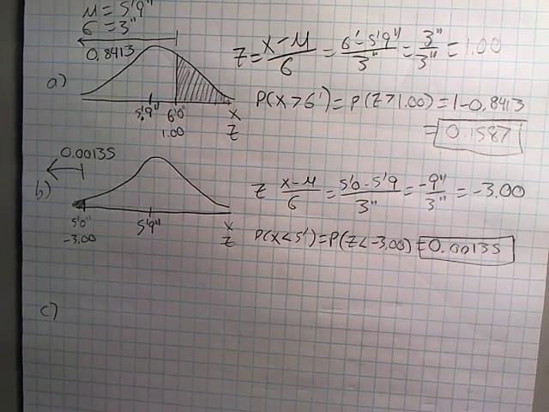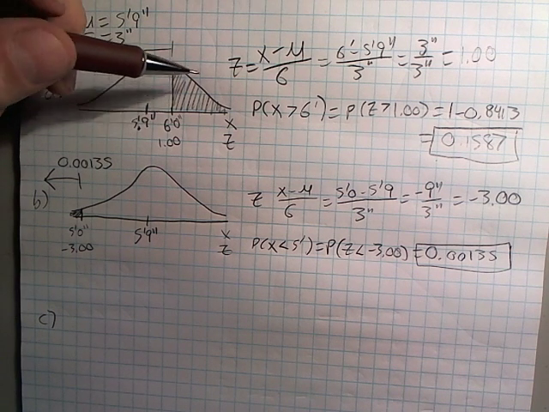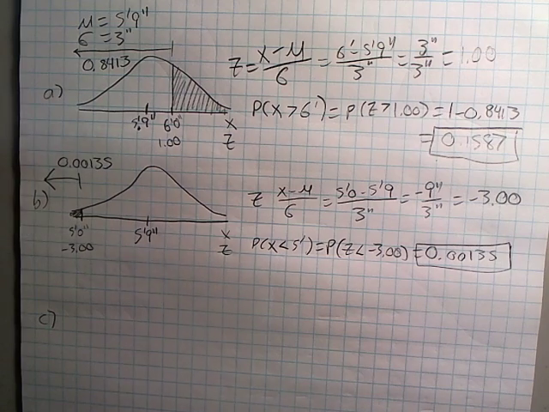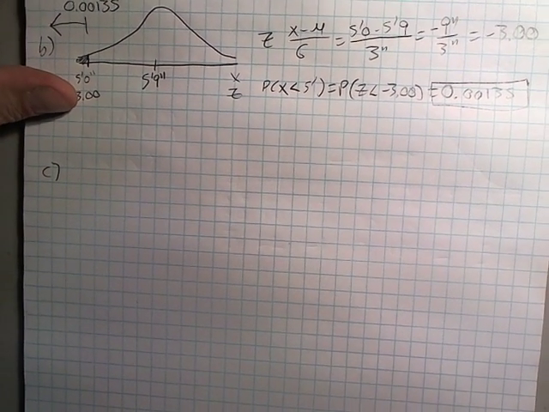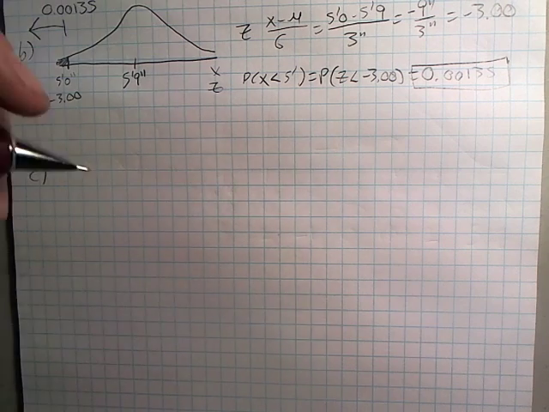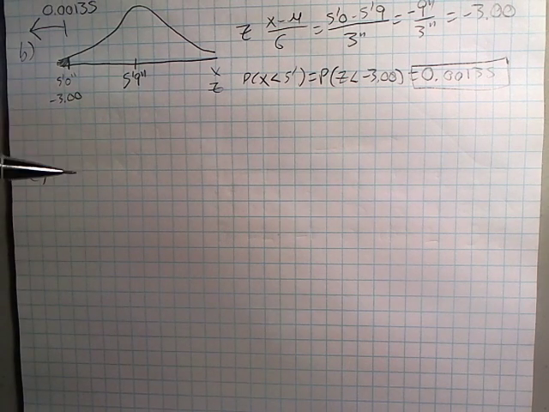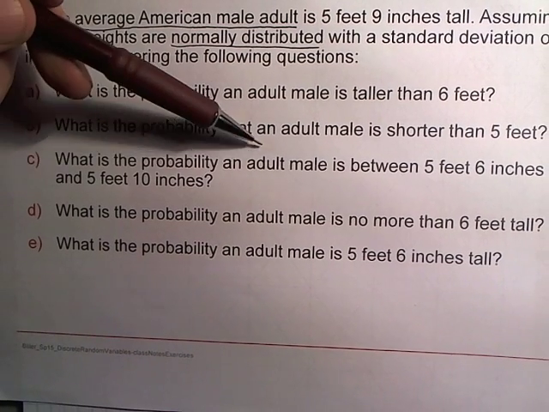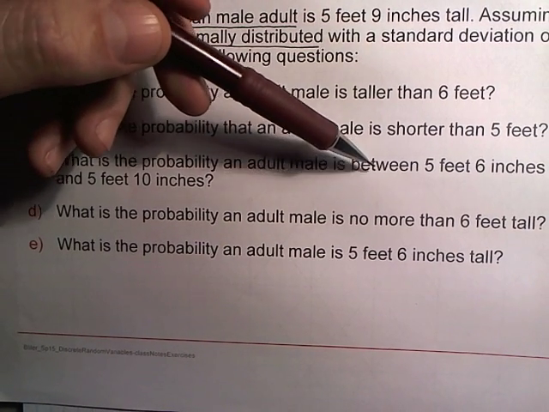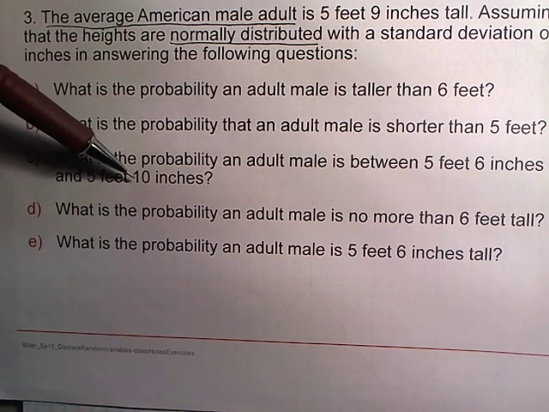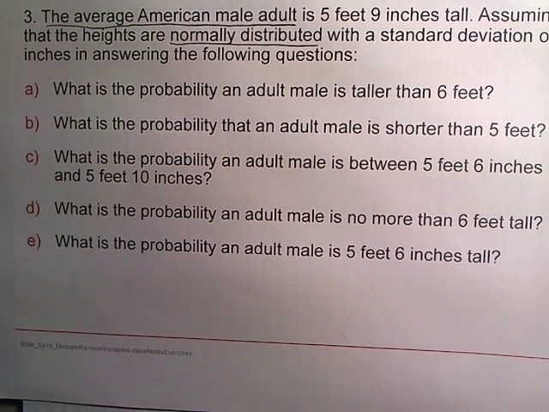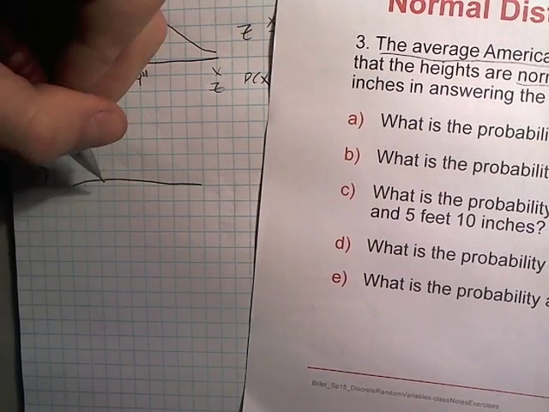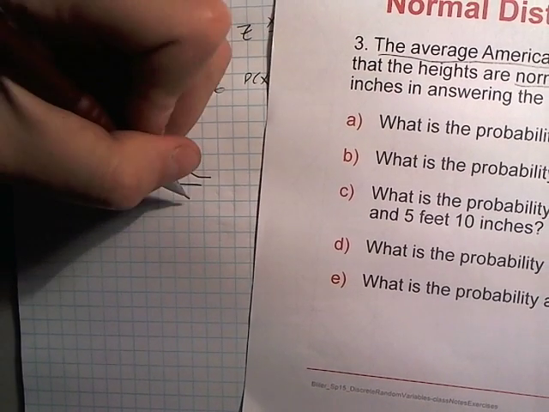Thus far, we've looked at a configuration of an x value or greater than, and an x value or less than. Let's look at the third possible configuration now, which is the area between two x values. Looking back at our exercise, what is the probability of an adult male being between 5'6" and 5'10"? In this case, we now have two x values to work with. So let me sketch that out real quick.